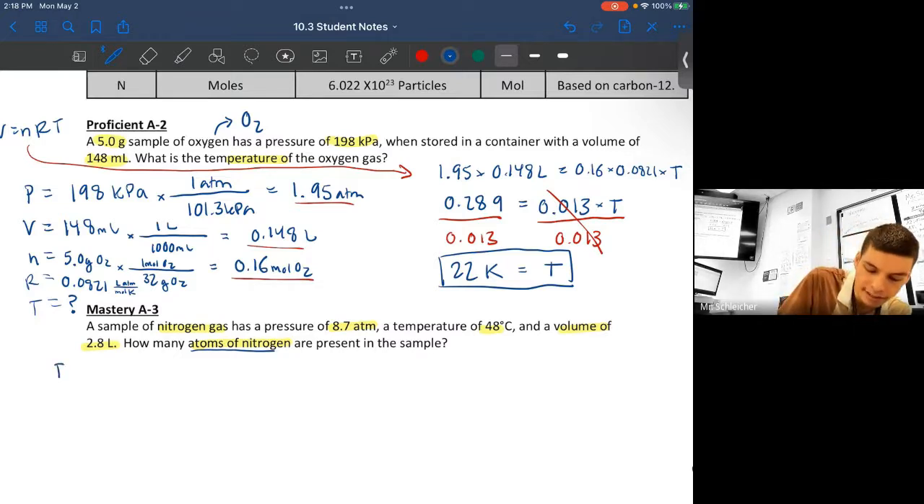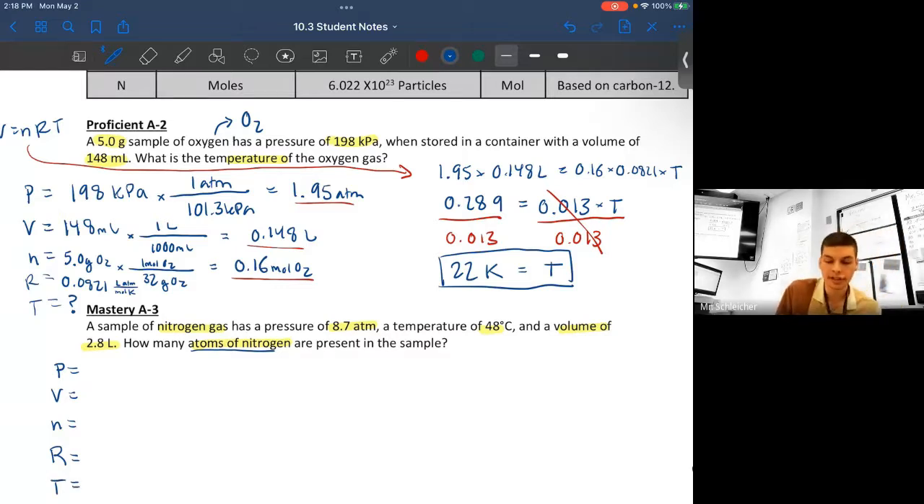So I'm going to list out my variables again. Pressure, volume, number of moles, gas constant, and then temperature. Pressure is given: 8.7 atmospheres. Volume is given: 2.8 liters. I don't have to convert either of those because that's what I wanted already. I don't know my number of moles of nitrogen gas. And then my gas law constant should be the same number. That's what we call it, a constant, because it's constantly the same. So 0.0821.